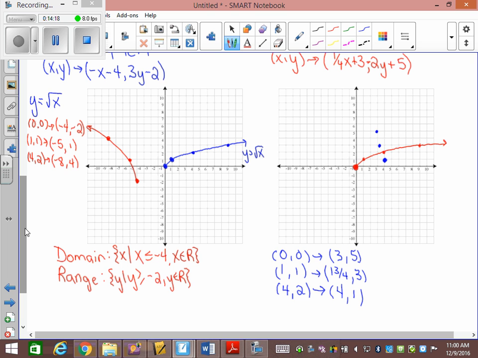And then 9 and 3. 9 times a quarter is 9 fourths, plus 3 is 12 fourths. 9 fourths plus 12 fourths, 21 over 4. Is it 21 over 4? Which is 5 and a quarter? Yes? No? So 5.25, because the other way is weird, right? And then negative 2 times 3 is negative 6, plus 5 is negative 1. So 5 and a quarter and negative 1.